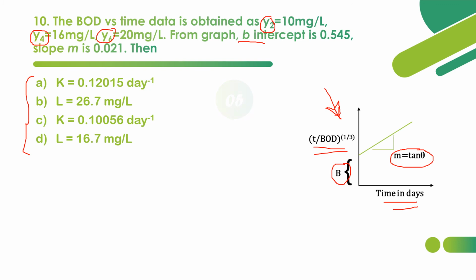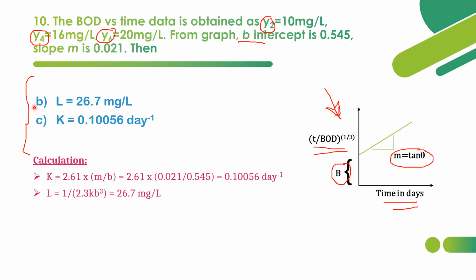There are 2 formulas actually to get the answers based on this graph. So the correct options are B and C. Now let's see how it is calculated. So the calculation goes like this. K is given by 2.61 into M by B. What is M? It is the slope value. What is B? It is the y-intercept. This is the y-intercept value, and this is the slope value. They have given both the values in the question itself.